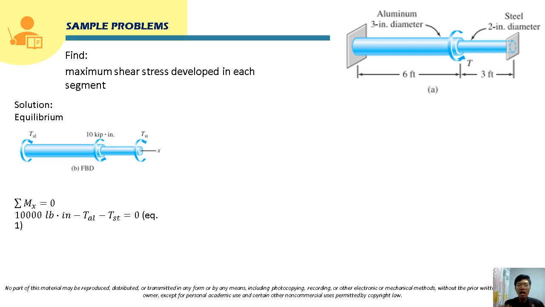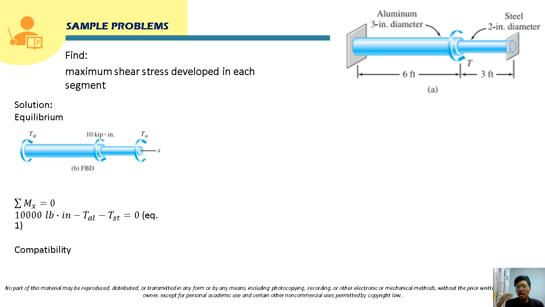Our sign convention here is positive for counterclockwise and negative for clockwise. So this 10 kip-inch will be positive, and we are going to convert kips to pounds, so this will become 10,000 pound-inch. Both T_AL and T_ST we assume as clockwise, so they will both be negative here. This will be equal to 0, and this will serve as our first equation. So we have to generate another equation by using compatibility here, class.